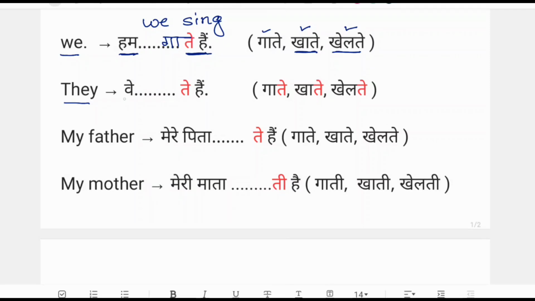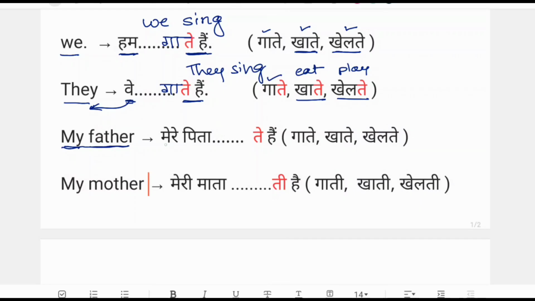Now let's see one more plural pronoun. We use वे for they, and here as the pronoun is in plural form, we use the te hain structure. For example, वे गाते हैं, that means they sing. वे खाते हैं, that means they eat. And वे खेलते हैं, that means they play. Now, if my and your is added with some common noun, for example, my father.